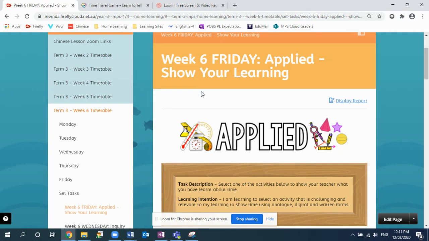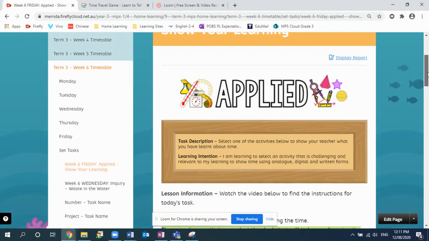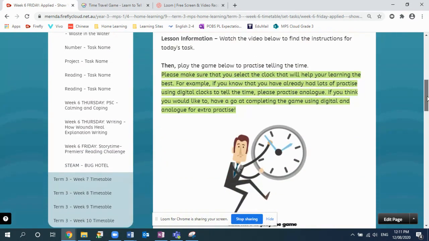Today you are going to be showing your teacher what you have learned and what you know about time. It is also really important today that you are reading the instructions really thoroughly to make sure that you're completing the task correctly. So I'm going to run through some of the basic instructions and then you might like to have a read over the set task yourself.